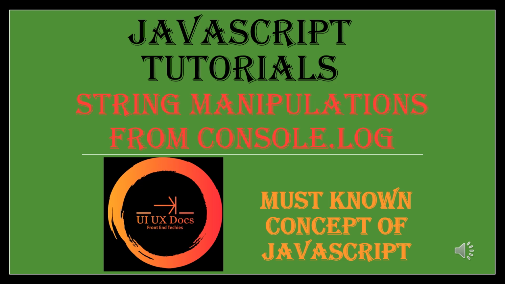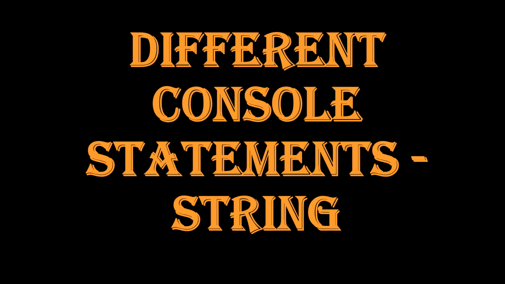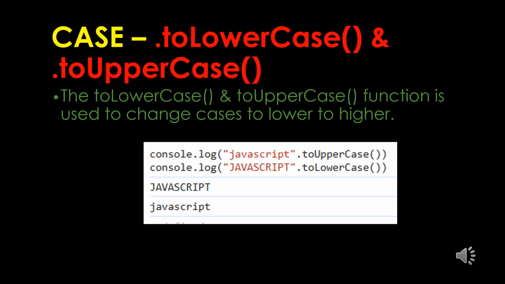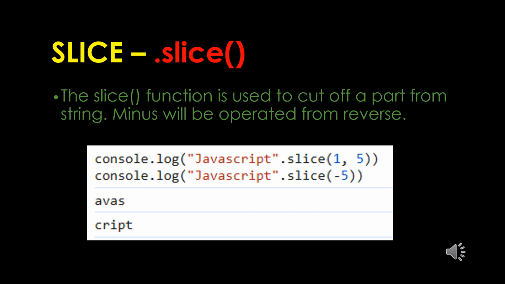We are going to see about JavaScript tutorial string manipulations from console.log. Concat statement. The concat statement is used to concatenate any string with any other string. We have these options, toLowerCase and toUpperCase, that we can execute. So the words we give in lowercase will be converted to uppercase and the uppercase letters will be converted to lowercase. Slice function. The slice function is used to cut off a part from the string. So the value which you have given will be cut off.